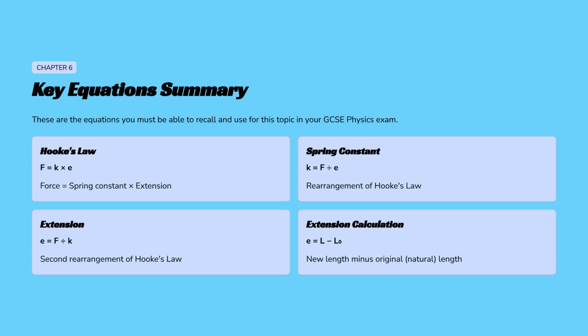Here are the essential equations for your GCSE exam. Remember Hooke's law, F equals K times E. You should also be able to rearrange this to solve for the spring constant, K, or the extension, E. And recall that extension is new length minus original length.